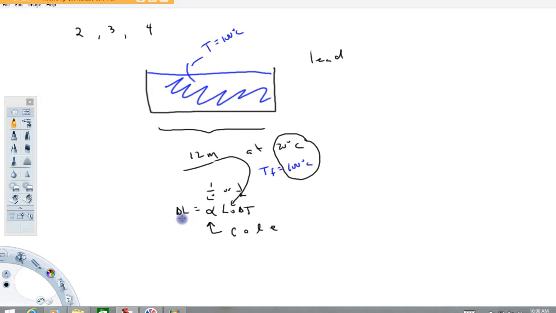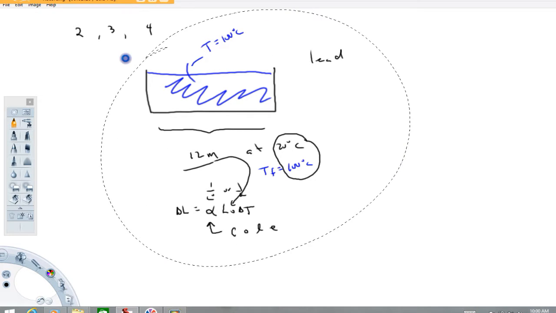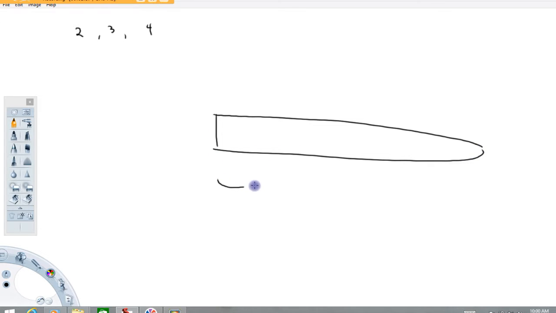Let's talk about number 3. Number 3 is pretty darn similar. Actually, it's virtually identical. There's an aluminum wing on a passenger jet. So I'm just going to draw a quick sketch of the wing. Presumably it looks something like this. And that length is given in the problem. In my example, it says 26 meters at 27 degrees centigrade. At what temperature would the wing be 7 centimeters shorter?